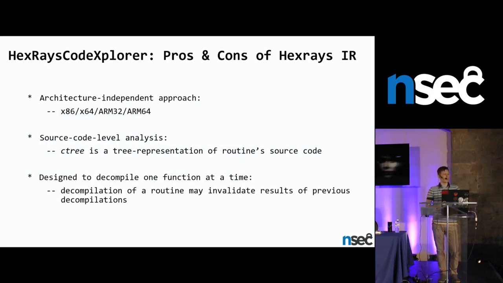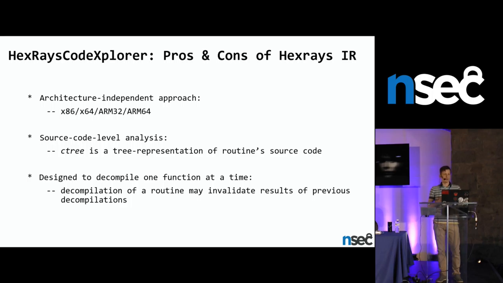And here are some general thoughts about the pros and cons of using the Hex-Rays intermediate representation. The good thing is that you are working with platform-independent code, because the Hex-Rays decompiler works with 32 or 64-bit ARM, and you don't have to care about actual opcodes because you're working at a higher abstraction level, basically at source code level analysis.